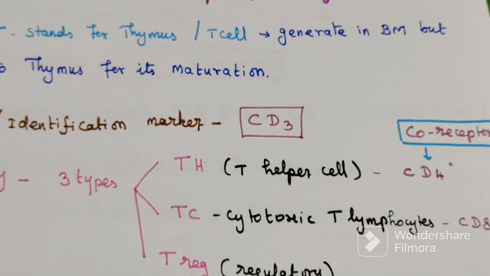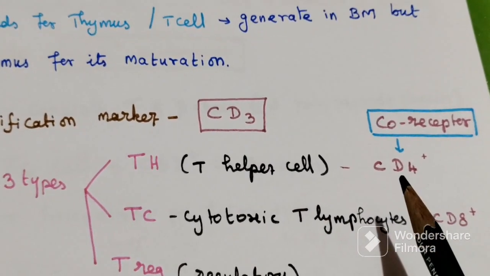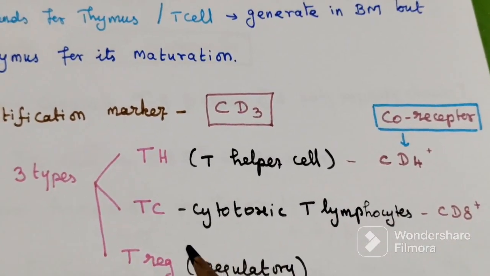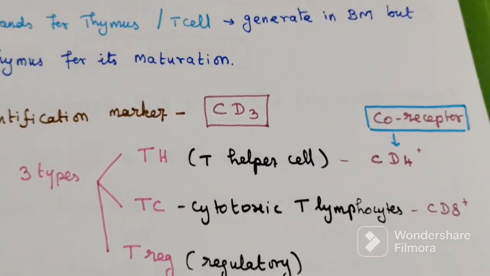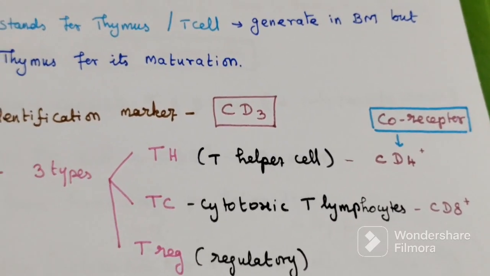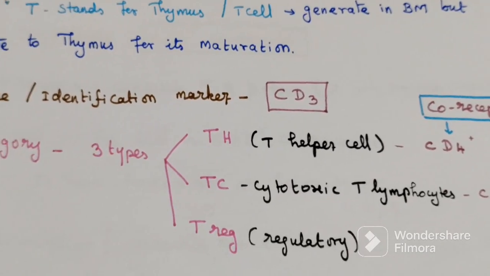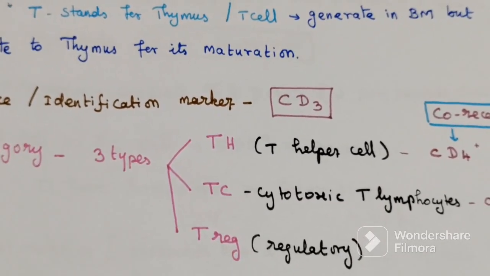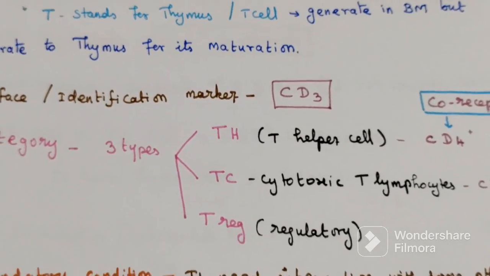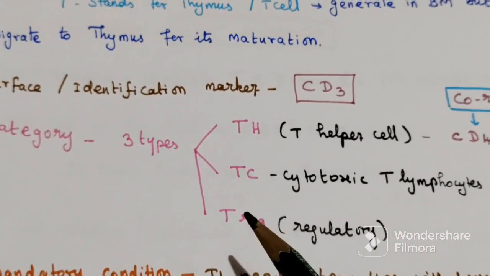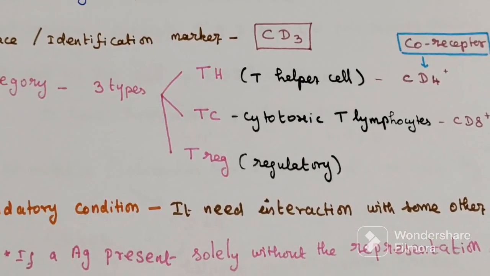Further, they have co-receptors on their surface. TH cells have CD4 plus, TC cells have CD8 plus. These two act as co-receptors. There is one mandatory condition also: a T cell is not going to encounter any antigen by itself. That means it needs a combination, or an interaction with some other cells.